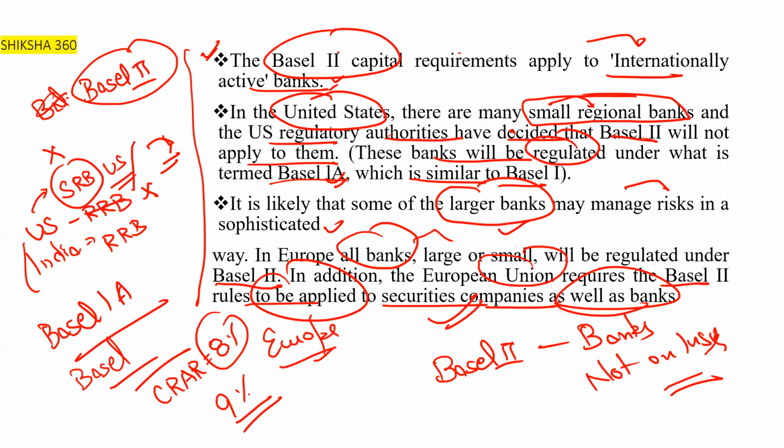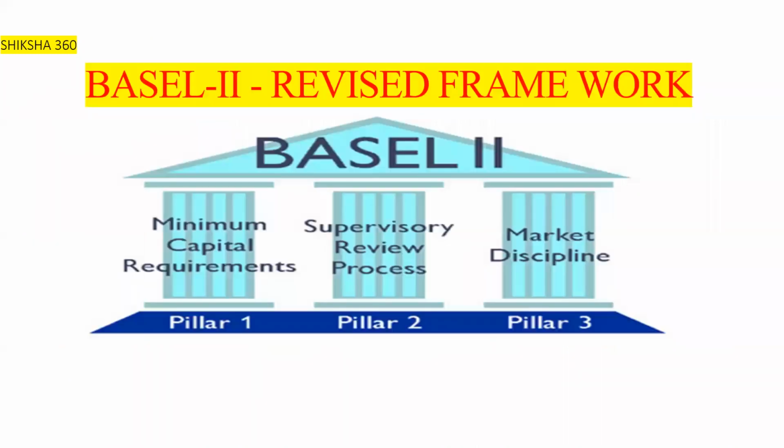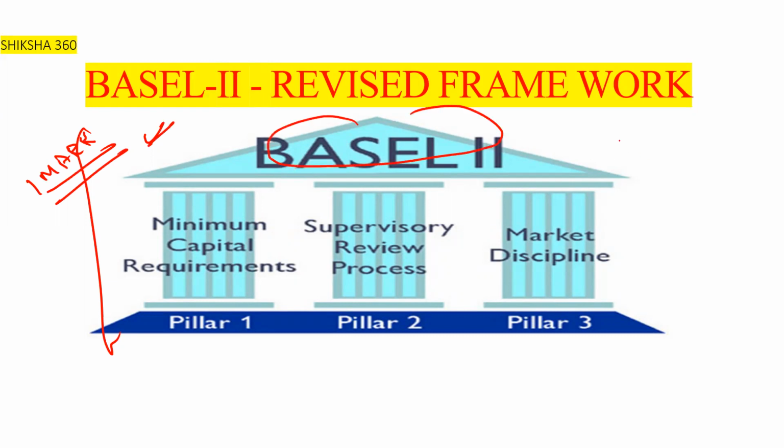So now let's move towards the Basel 2 revised framework. The image showing on your screen is basically a 1 mark question every time. Basel 2 is a hut-type shape. This hut is based on 3 pillars: pillar 1, pillar 2, pillar 3. These pillars are MSM.